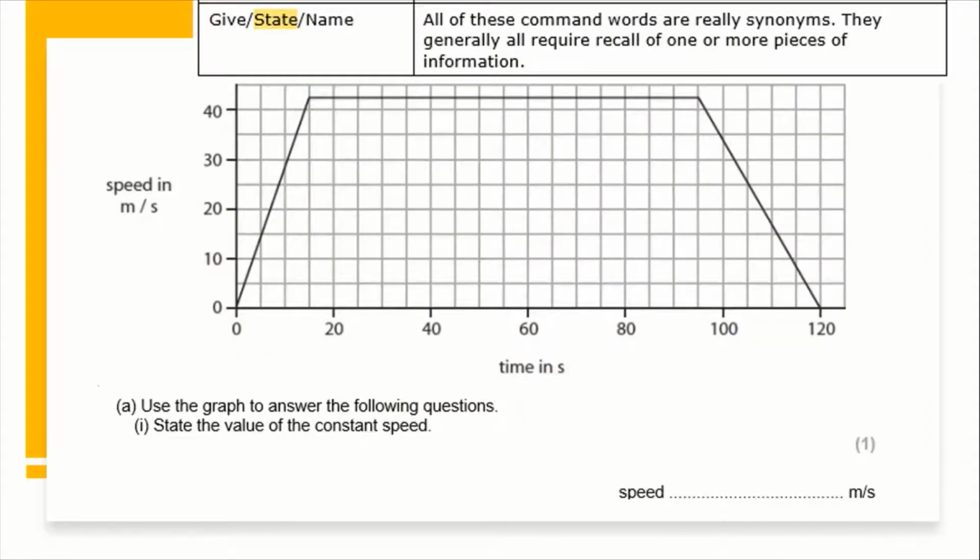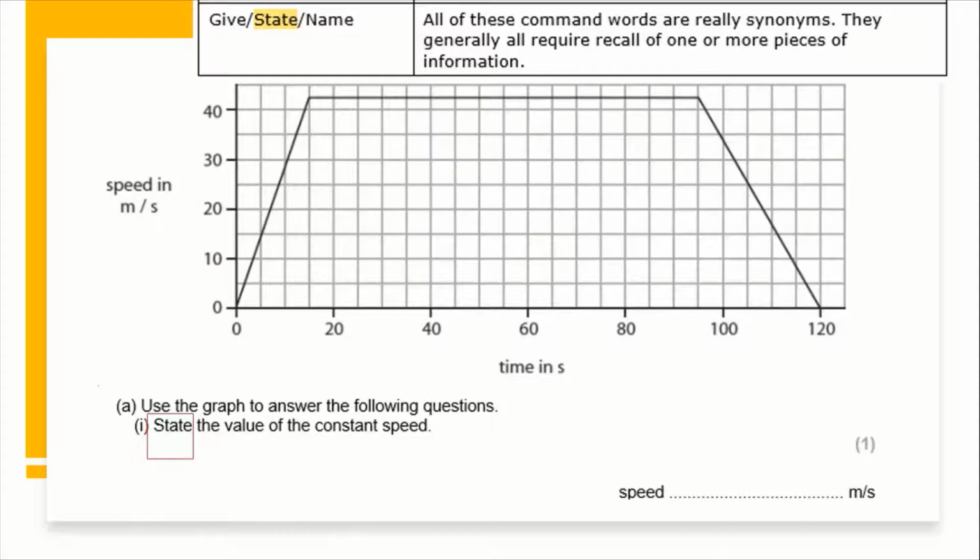Right, let's look at the first question. Use the graph to answer the following questions. State the value of the constant speed. State is the command word here. So we need to identify the command word. Command word is state. So what do you mean by state?